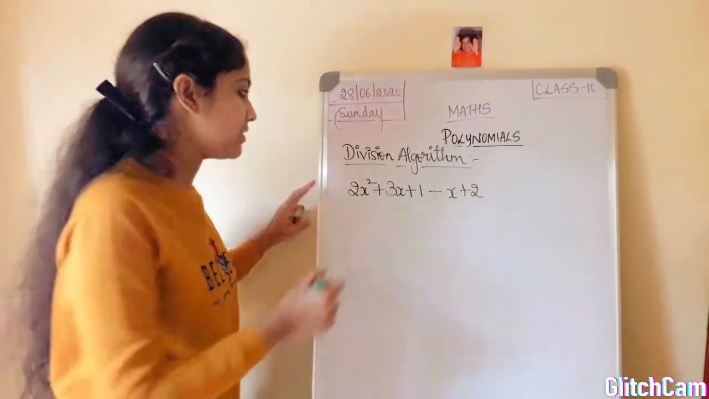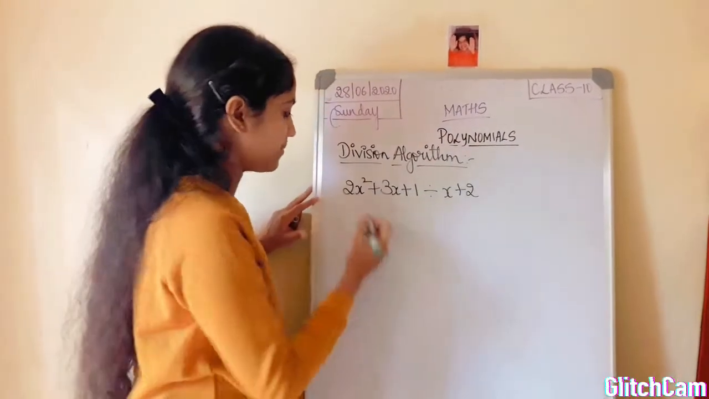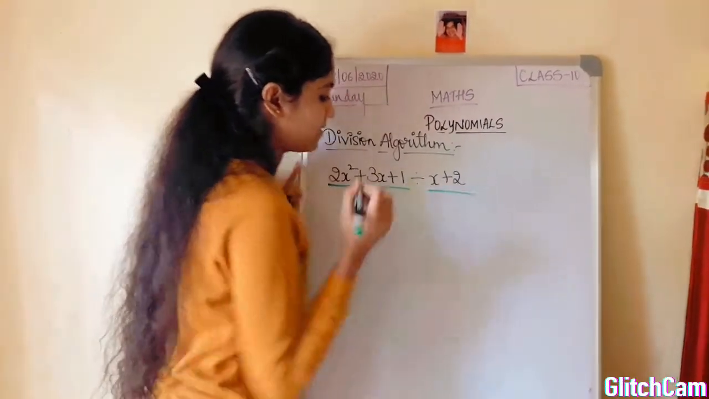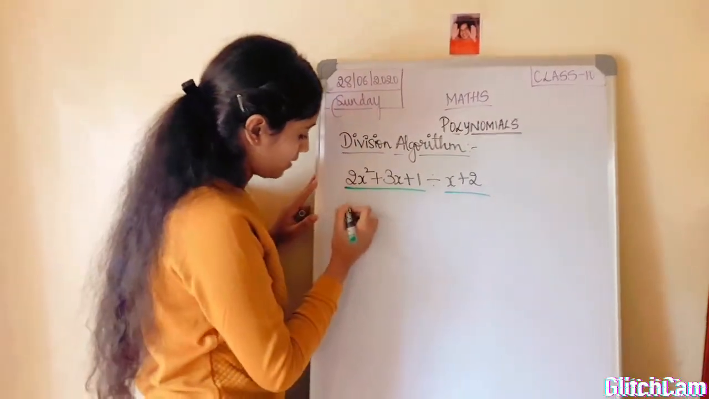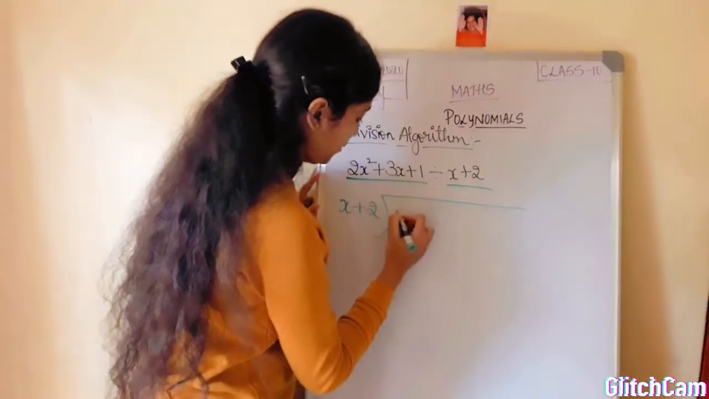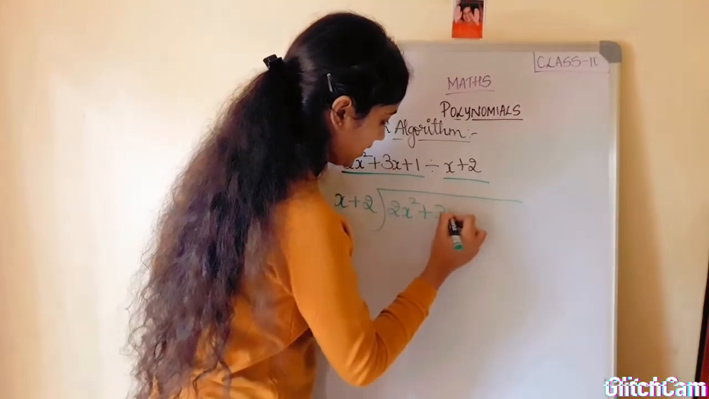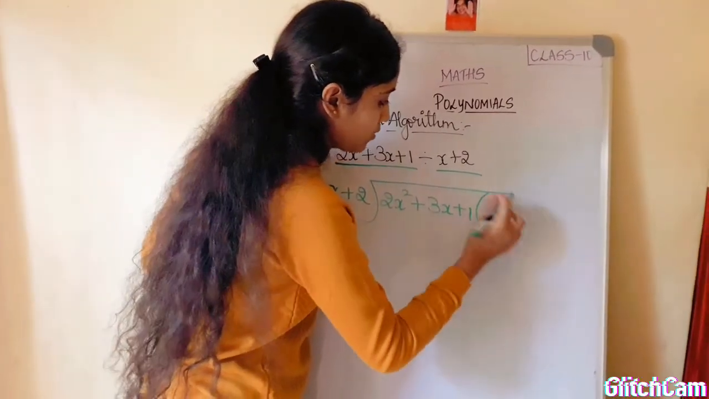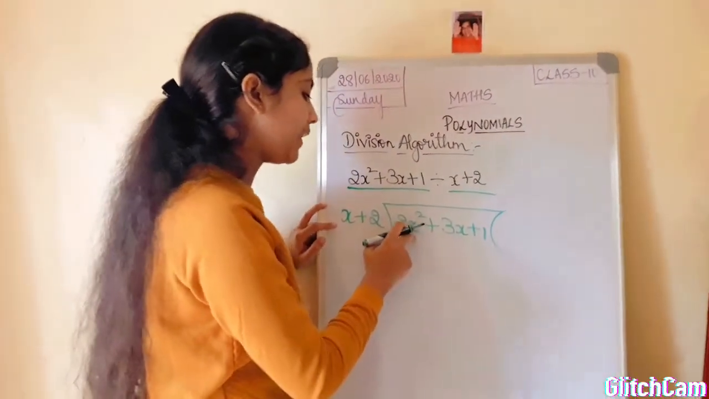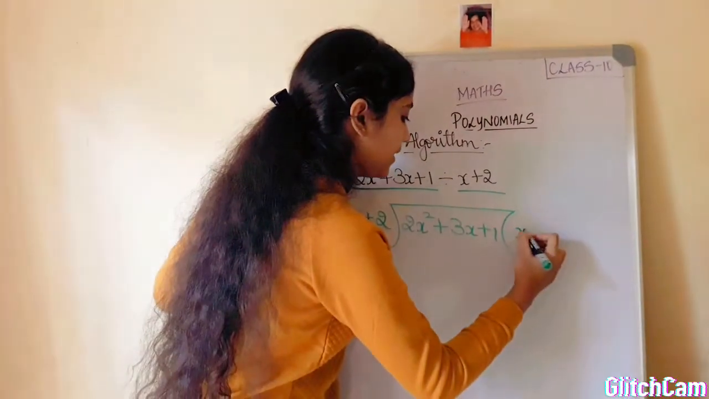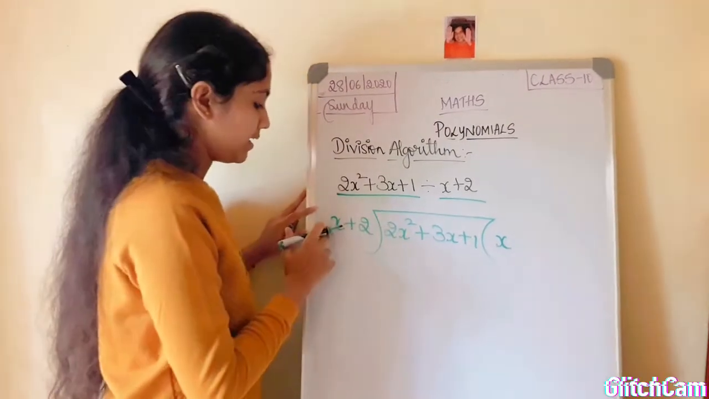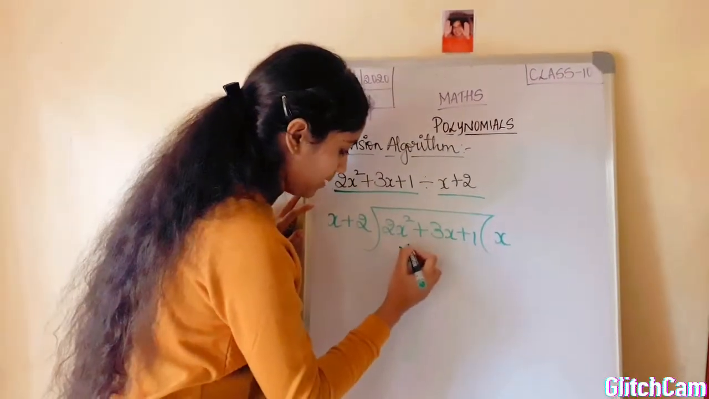Just for recalling, the division algorithm of polynomials. So divide 2x square plus 3x plus 1 by x plus 2. Now x plus 2, 2x square plus 3x plus 1. Okay, so divide that by x, and you have 2x. See, our motto is to cancel the first term. So for this, x into 2x.